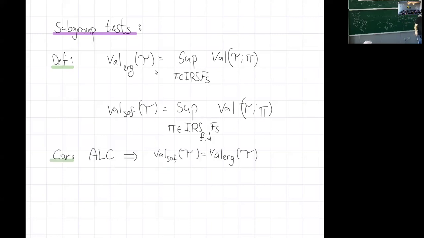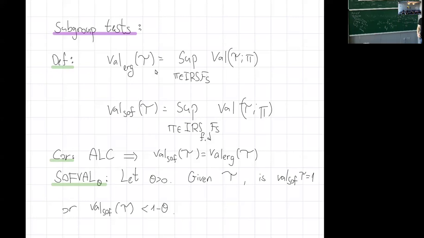But what does the Aldous-Lyons conjecture say? It says that the closure of this set is everything. And I just said that everything here is a continuous functional, right? So taking the supremum over a dense set is the same as taking the supremum over everything. So if the Aldous-Lyons conjecture is true, these two things are always equal. So now at least we already see a way of tackling the Aldous-Lyons conjecture. Give me a subgroup test for which these values are different from one another. Okay, that would be a way of refuting the Aldous-Lyons conjecture.